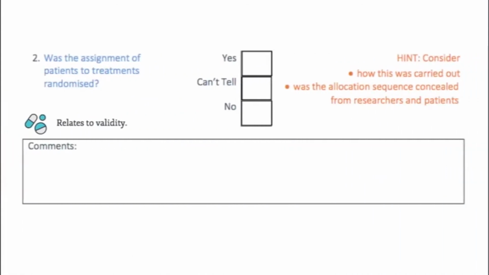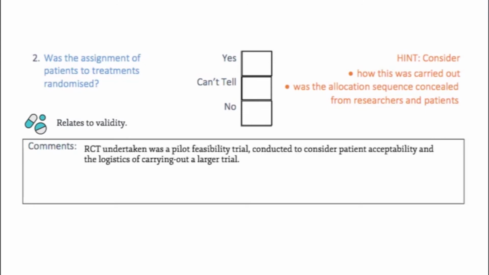This question relates to how randomisation was carried out and whether the allocation sequence was concealed from researchers and the participants. Sugg et al. state that the RCT undertaken was a pilot feasibility trial, which are generally smaller in participant number and are conducted to consider the patient acceptability and the logistics of carrying out a larger trial in the future.